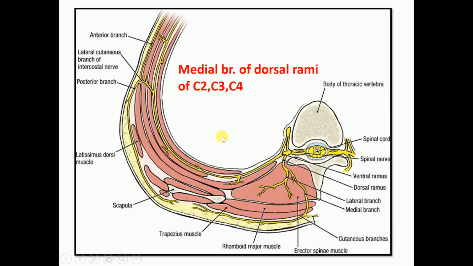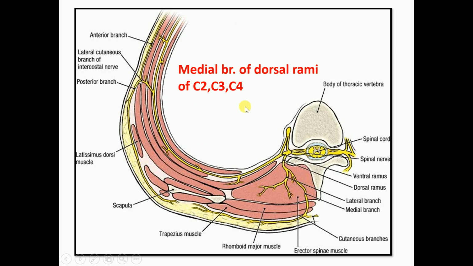soft tissue on the back of the neck is divided into four layers from superficial to deep. These are the skin, then superficial fascia, then deep fascia, and then muscles. The skin of the back of the neck is supplied by medial branches of dorsal rami of C2, C3, C4, because C1 has no cutaneous or medial or lateral branches. That's why it is supplied by C2, C3 and C4.